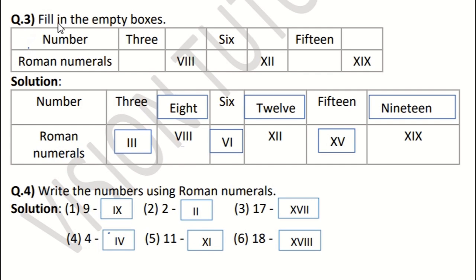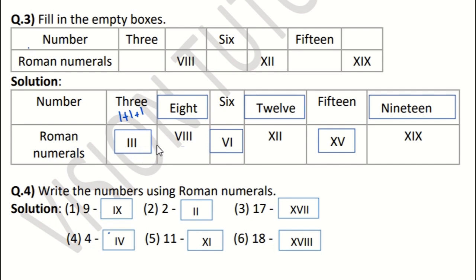Question number 3. It says fill in the empty box. Here what we will do, for some numbers, we need to write the symbols in Roman numerals, and for some symbols, we need to write the number in words. Okay, so let's start. The first question is 3. 3 means 1 plus 1 plus 1, that is I, I, I.